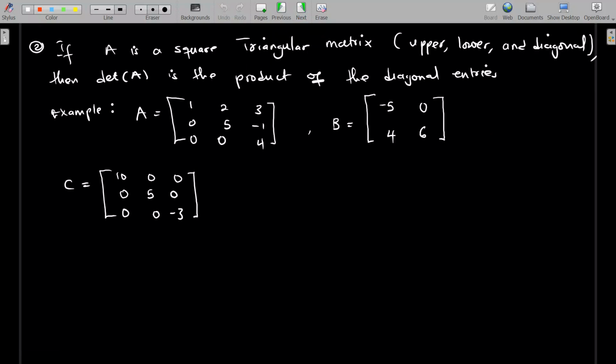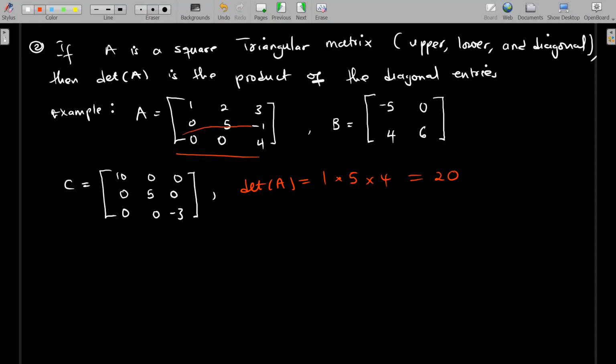Now, if you have a square matrix A, and the matrix is an upper triangular matrix or lower triangular matrix, or maybe a diagonal matrix, all that you're looking for is that the matrix is triangular, being upper, lower, or diagonal, then the determinant of that matrix is the product of the diagonal elements. So here if I pick this matrix A, then the determinant of A is equal to the product 1 times 5 times 4, and this is equal to 20.